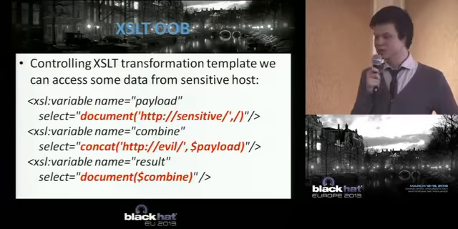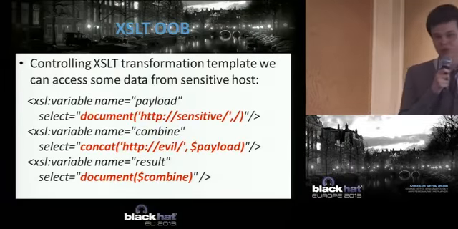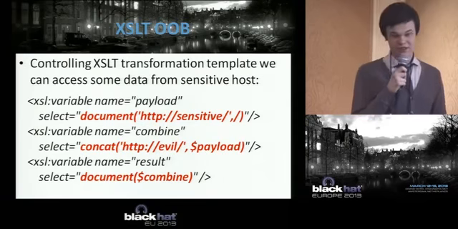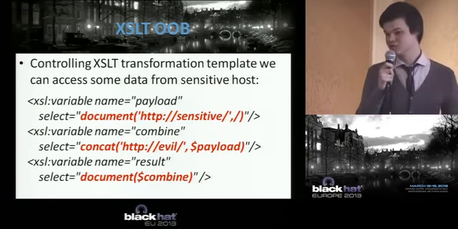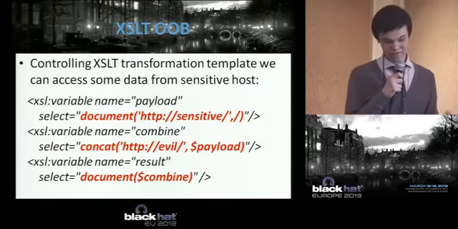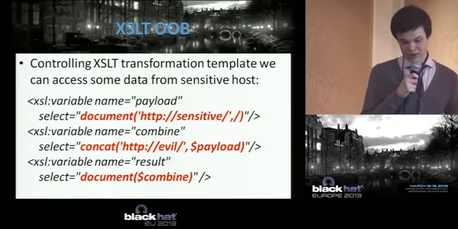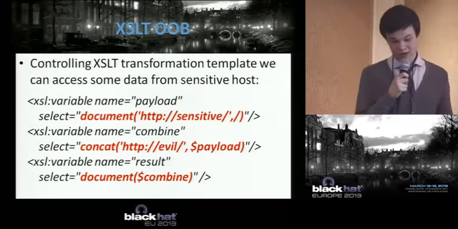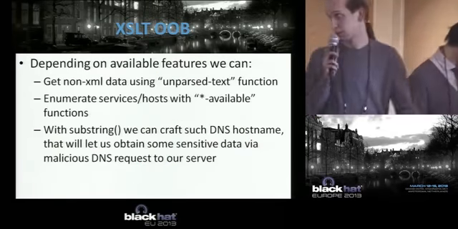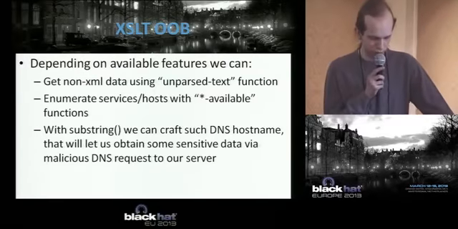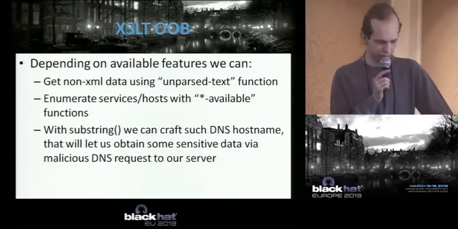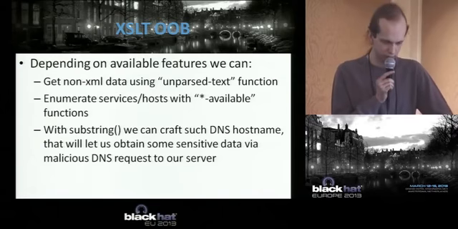XSLT and XPath are very useful where we need to convert one XML to another XML, so why not use them for evil purposes? Here is an example of how to send sensitive data from sensitive hosts in an out-of-band channel. We define a payload variable, then we concatenate it with the prefix evil, and then we request the result in a URI and send data in the out-of-band channel. And this is already possible with XSLT 1.0. New versions give new functions like unparsed-text, with which you can read not only XML data, but also any data that is accessible to the parser.